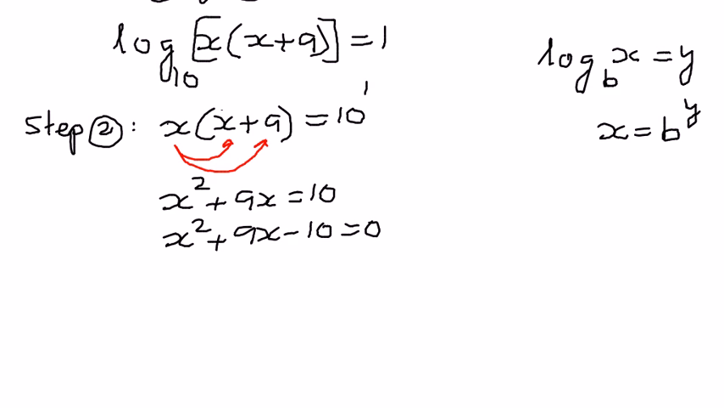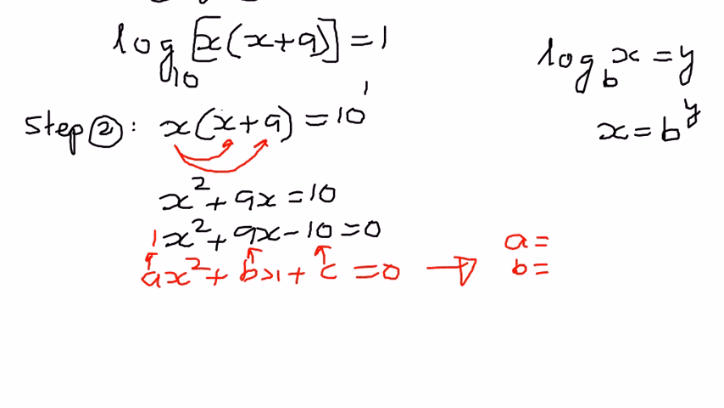This is in the form of the quadratic equation, which is of the form ax squared plus bx plus c is equal to 0. And in here, the value of a is equal to 1, the value of b is equal to 9, and the value of c is equal to negative 10. So we can use the quadratic formula to be able to find the value of x. So in here, let us identify the values of a, b, and c. The value of a is 1, the value of b is 9, and the value of c is negative 10.